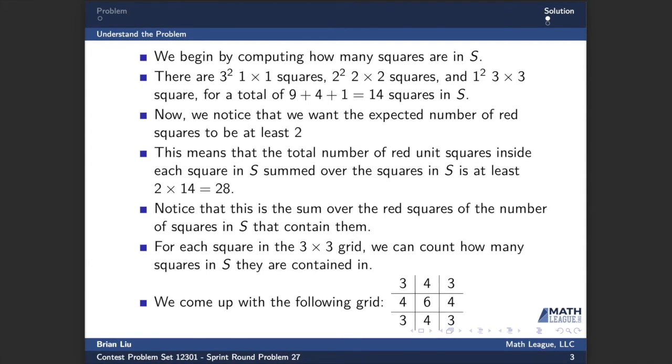So we can find the values for each square. Basically, the corners are each in 3 squares in S, the edges are each in 4 squares in S, and the center square is in 6 squares in S. Right? And for example, if our red squares were the 8 outer squares that are not the center, then we take 3 plus 4 plus 3 plus 4 plus 3 plus 4 plus 3 plus 4, and that is the total number.